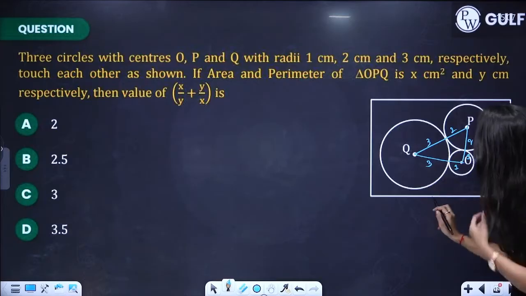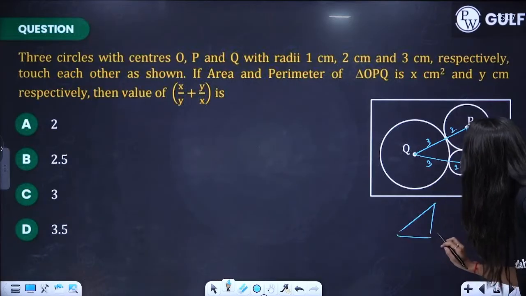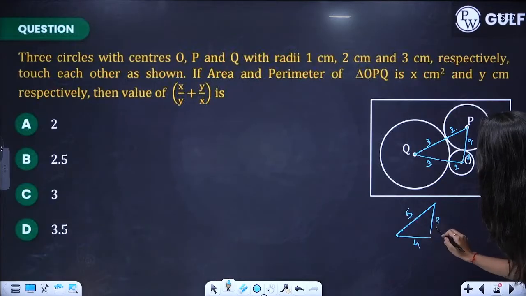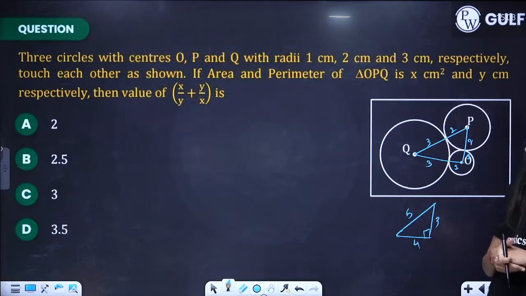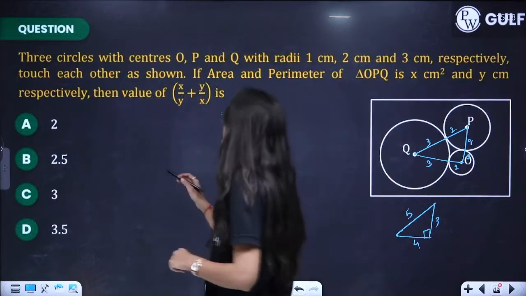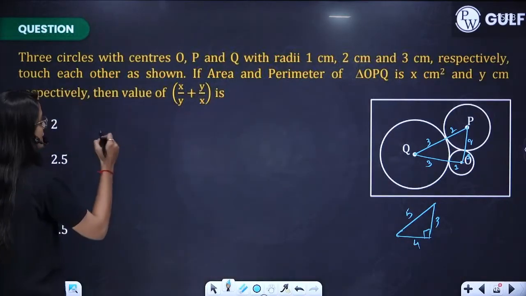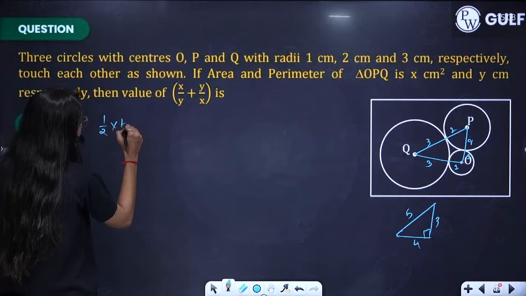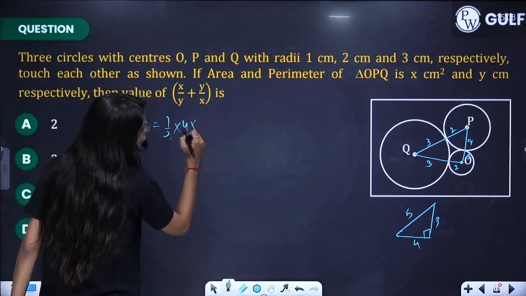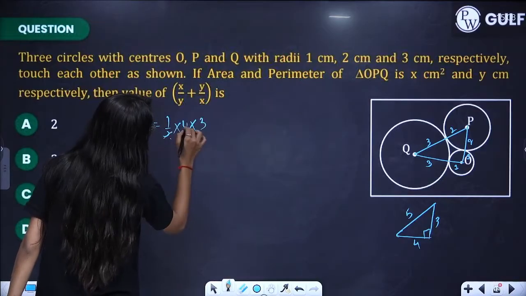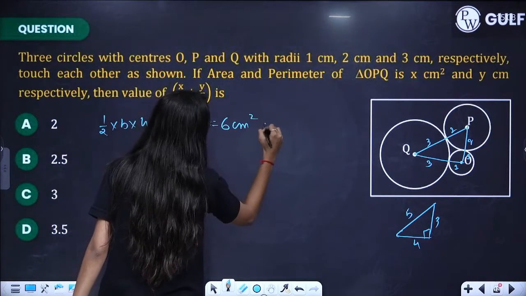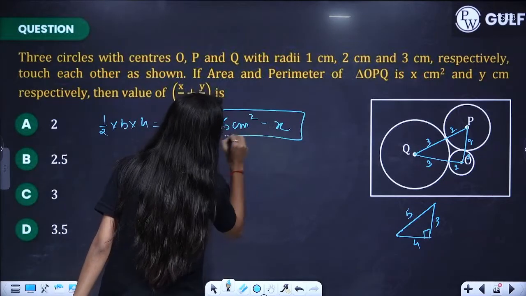What we are having over here, which triangle we are having? Just have a look at it. It's 5, 4 and 3. And these are the Pythagorean triplets. Also, this would be the right angle triangle. So, finding the area which is x centimeter square, half into base into height, that would be half into 4 into 3 is equal to 6 centimeter square, which will be the value of x, is it?